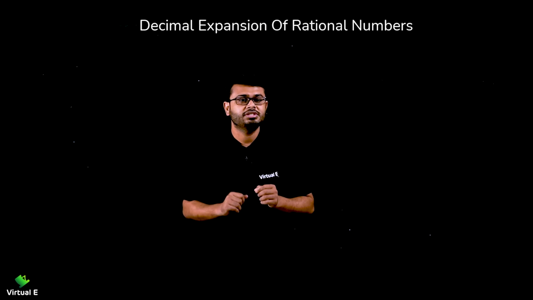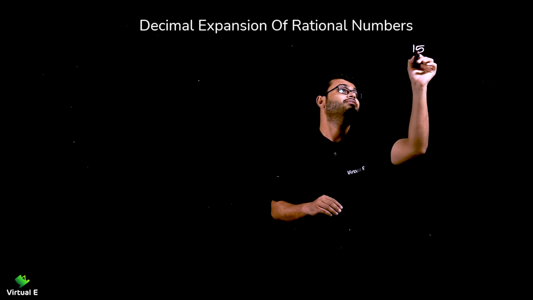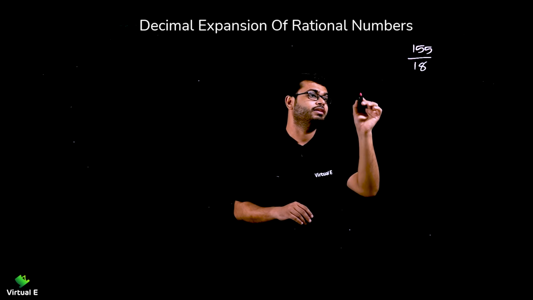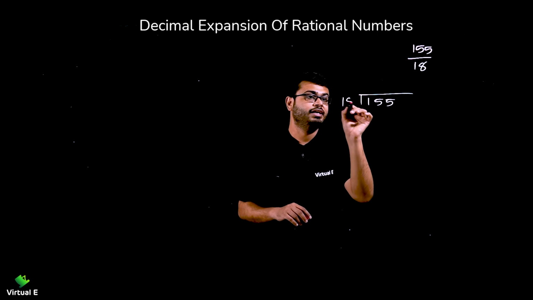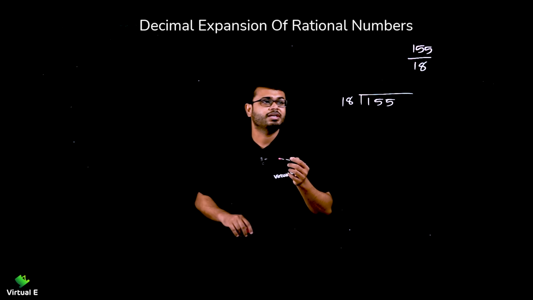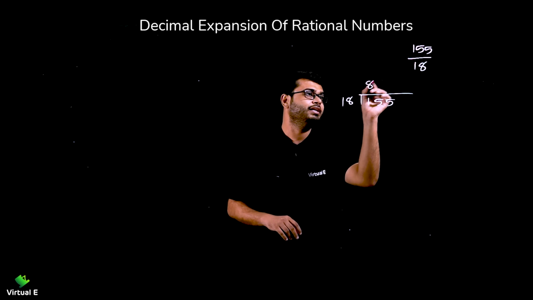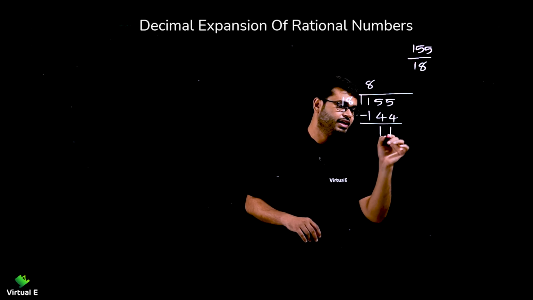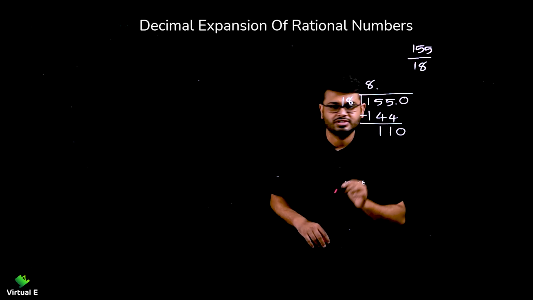Let's do one more question. So let's start with that. Let's say we have 155 over here, divided by 18, right? So let's start with division. So 155 and 18 over here, right? So 18 eights are, I think, 144. So let's write 18 eights are 144, minus, and here we have 11. Let's borrow 0 and a decimal here and here as well. 1 0 here and here as well.